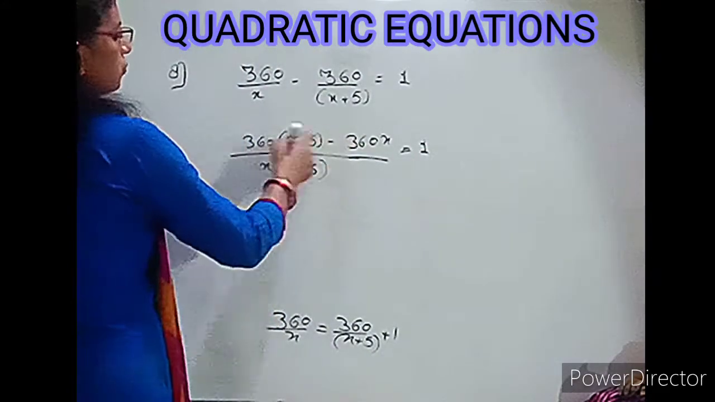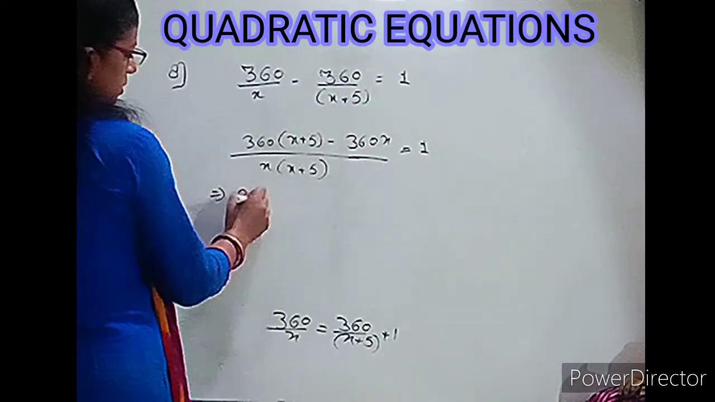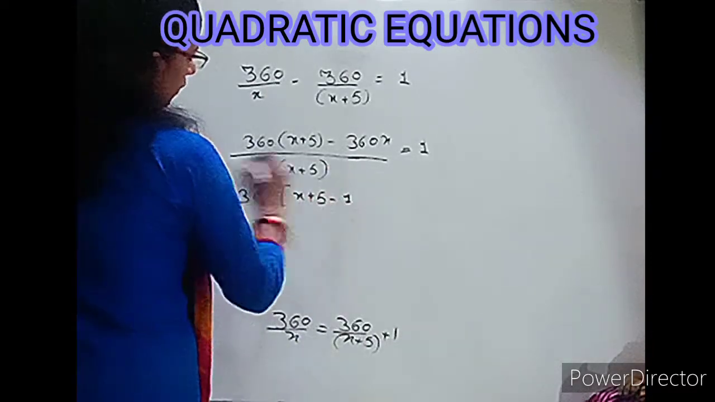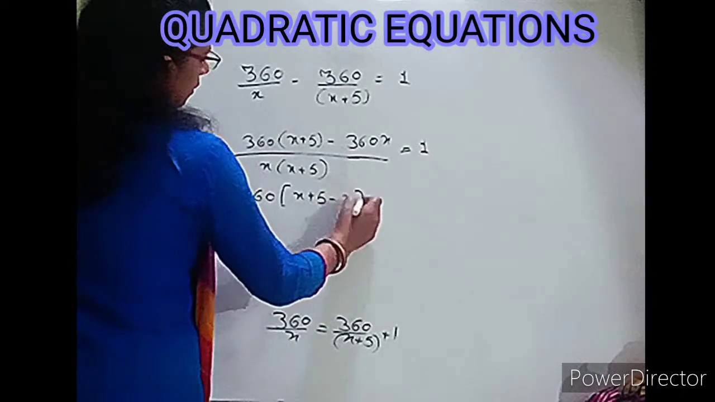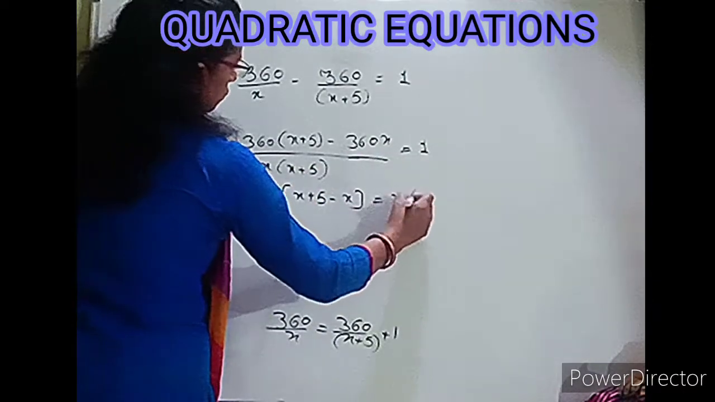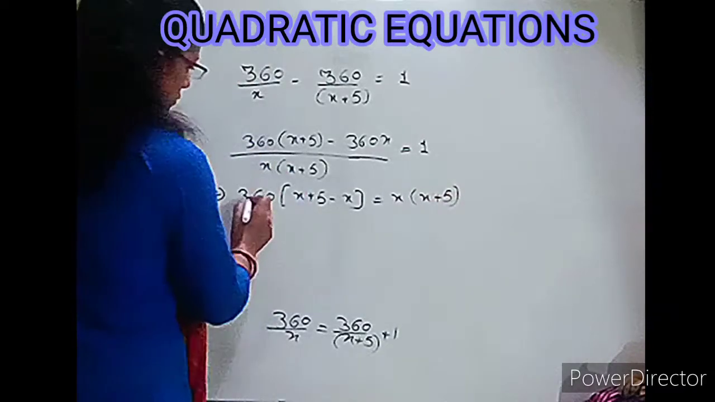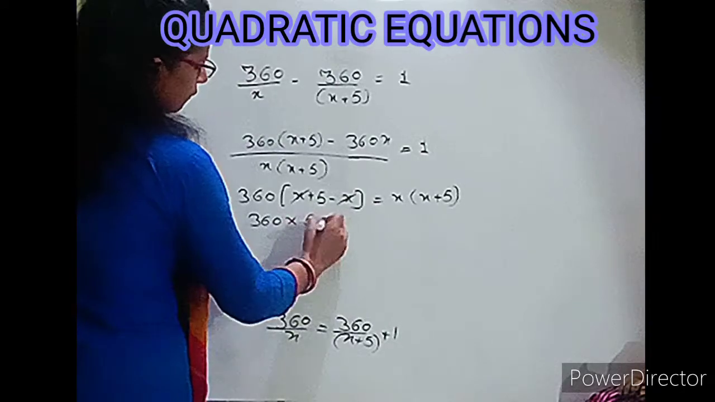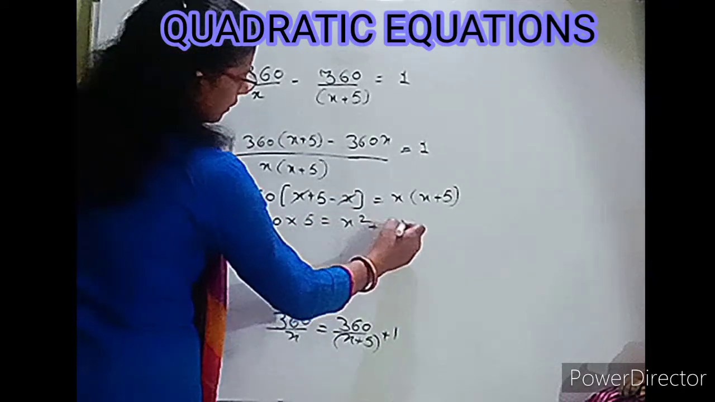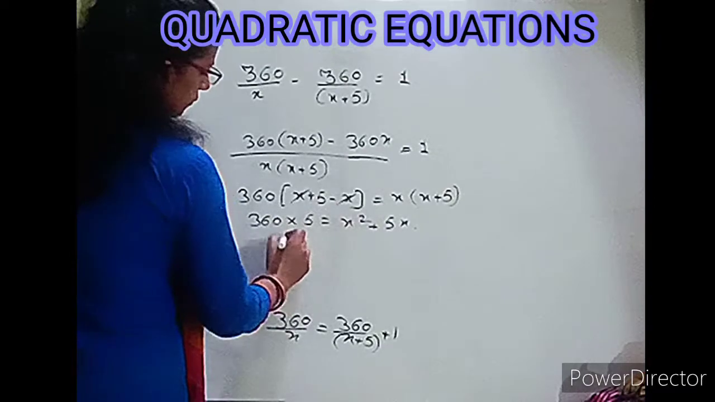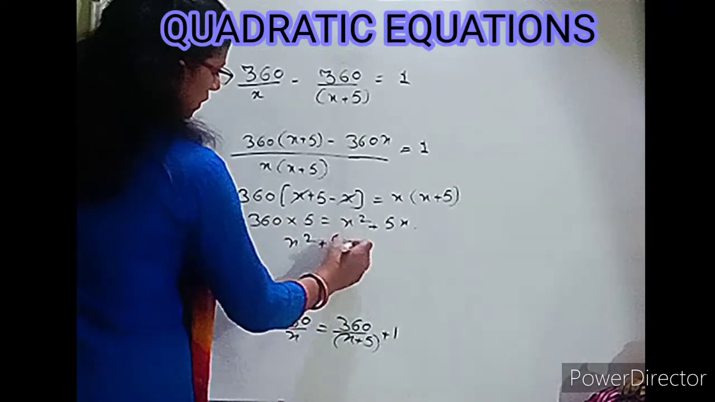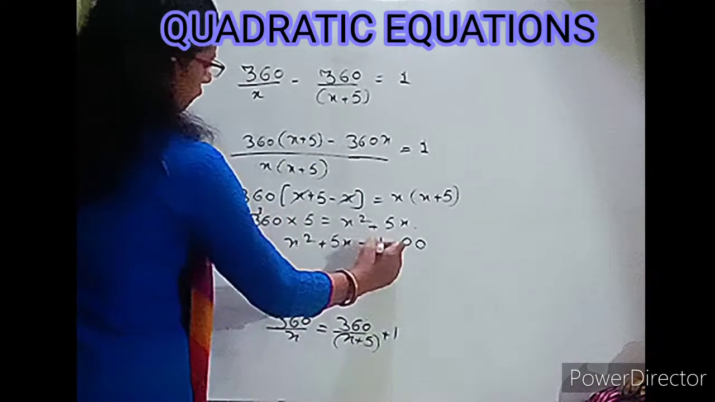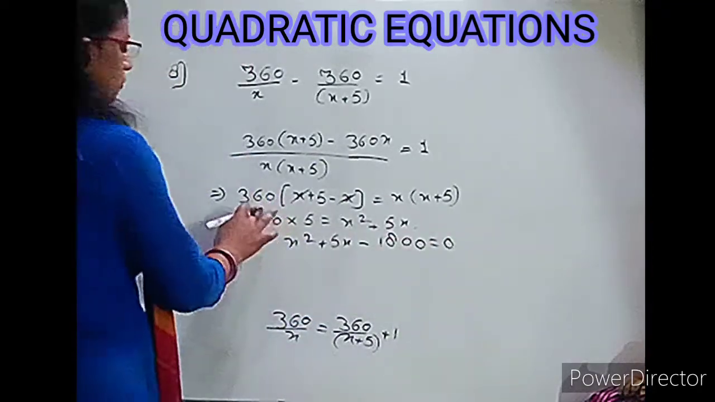Now from the numerator you can take 360 common. Inside you get x plus 5 minus x. Send the denominator this side: x into x plus 5. So 360, x and x cancel, into 5 equals x square plus 5x. Send it this side. After multiplying, x square plus 5x minus 1800 equals 0. So you will get this.